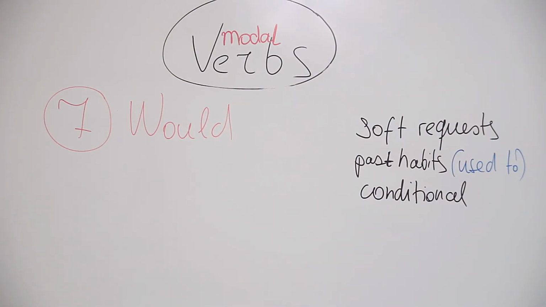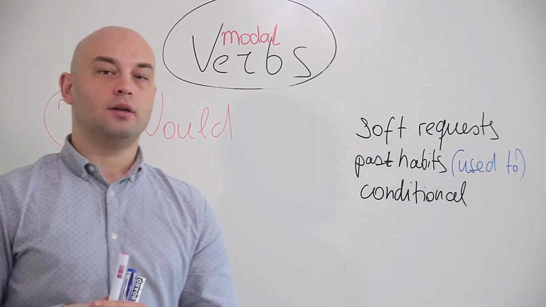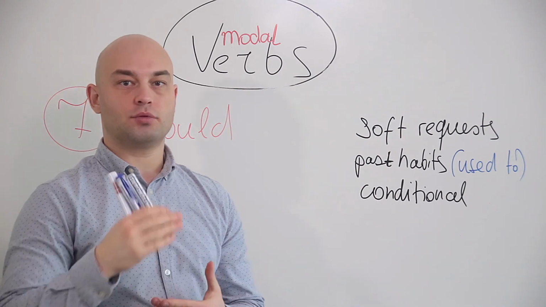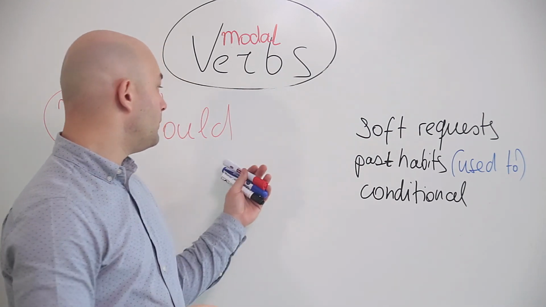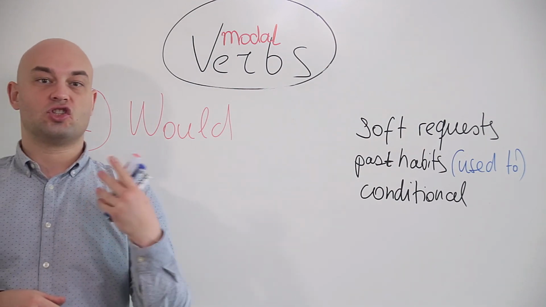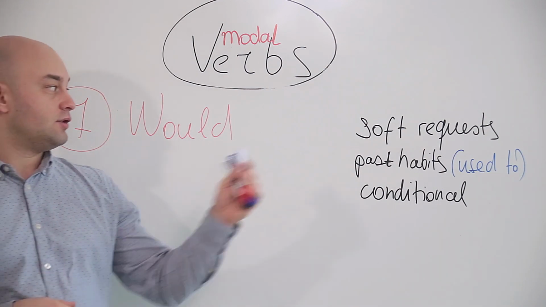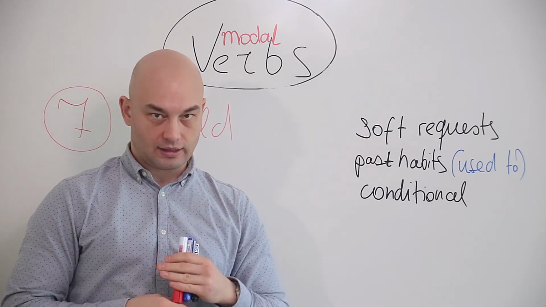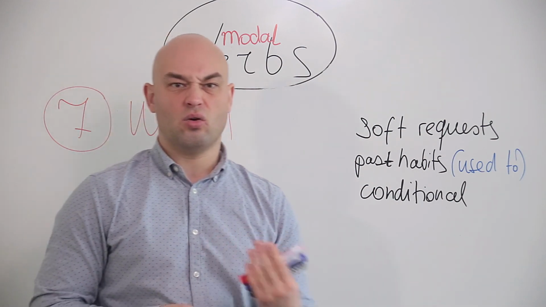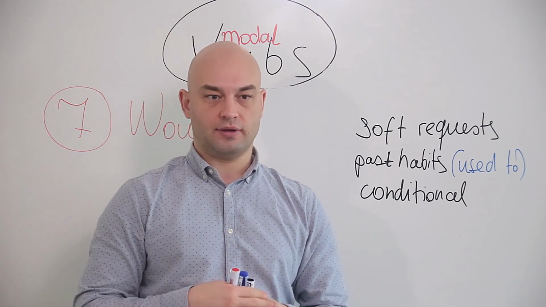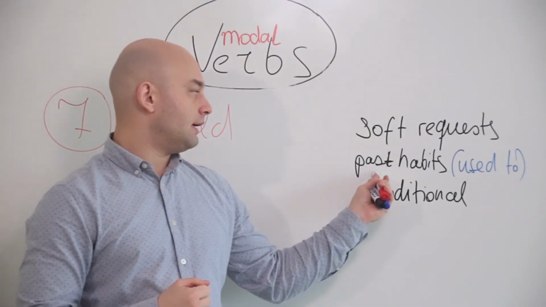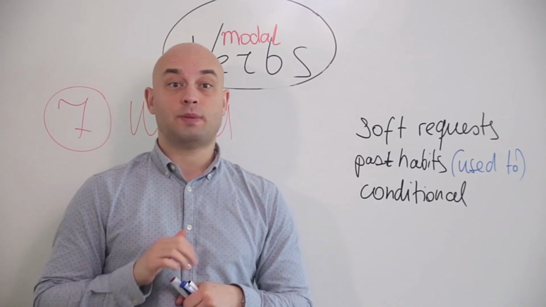Number 7, would. This one, you probably have seen it many times already. And would is used very widely to soften requests, to make a request softer, not to make it sound like an order, go bring me some coffee. You could say, would you bring me some coffee please? Another use of it is to talk about past habits.